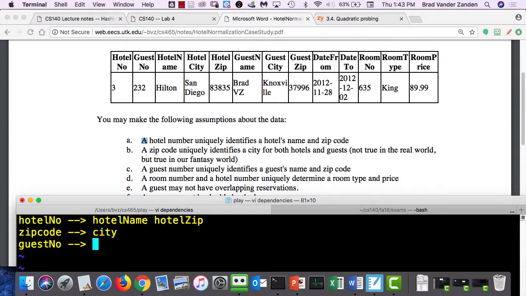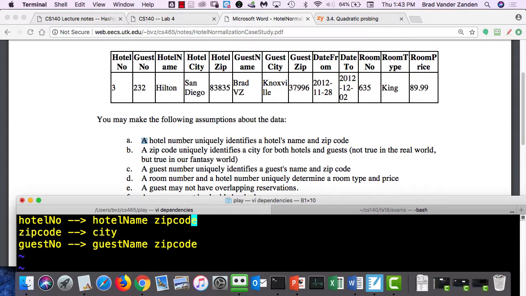Okay, then guest number on part C. So point C says a guest number uniquely identifies a guest name and a zip code. That's right, so it does determine a zip code. And I'm going to back here say that this is now zip code so that I'm good with all my attributes. Yes? We did that with the generalization of zip code, but we also do it with number for hotels and guests. A number determines a name and a zip code.